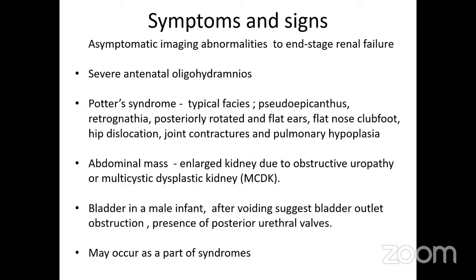Potter's syndrome usually occurs in severe antenatal oligohydramnios, and it may also present with an abdominal mass. This abdominal mass may be due to an enlarged kidney from obstructive uropathy or a multicystic dysplastic kidney. The abdominal mass can also be a bladder that persists in a male infant after voiding, as in bladder outlet obstruction. With a distended bladder, especially in a male infant, we usually suspect posterior urethral valves as a common cause. CAKUT can occur singly or as part of other syndromes.